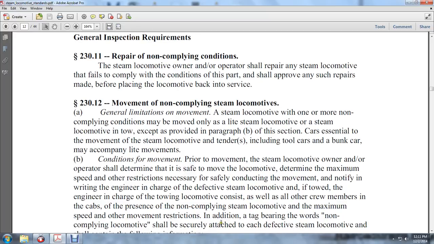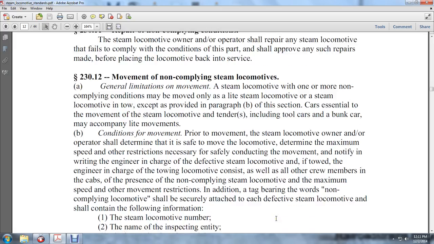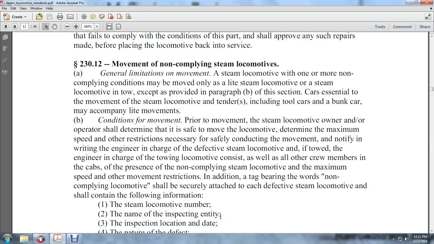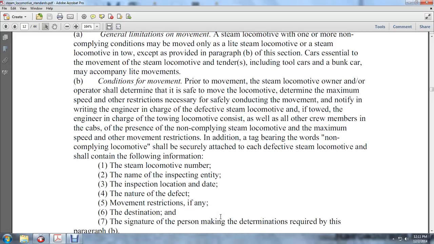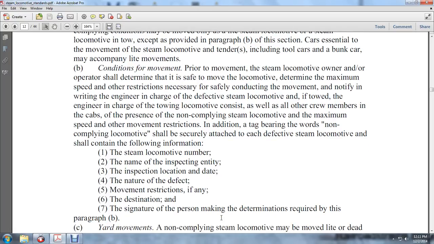Other movement restrictions. In addition, a tag bearing these words shall be securely attached to the defective steam locomotive and shall contain the following information: steam locomotive number, the name of the inspection entity, the inspection location and date, the nature of the defect, the movements and restrictions, if any, and the designation and signature of the person making the determinations required by this paragraph B.